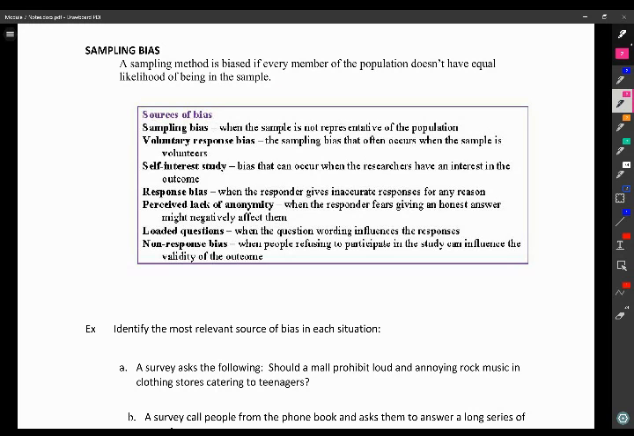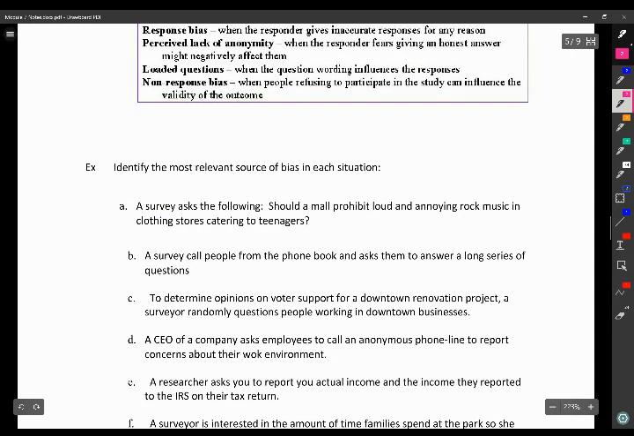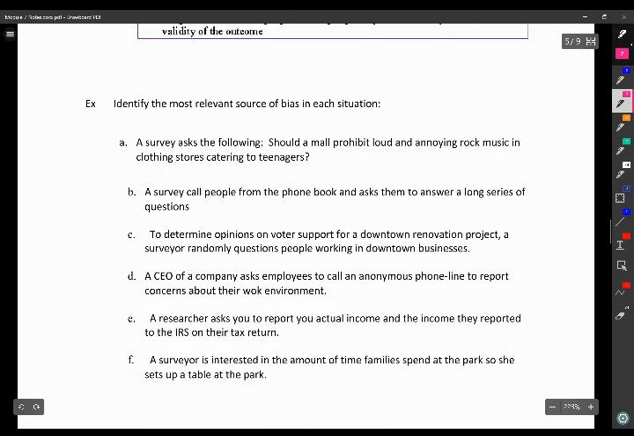Loaded question bias is just when the question, the way it's worded, makes you respond a certain way. And then there's a non-response bias where people just refuse to participate in the study, and so it's hard to validate the outcome. So same idea here. If you pause your video for just a minute, read through them, figure out which bias it is, and then come back and see if you're right.